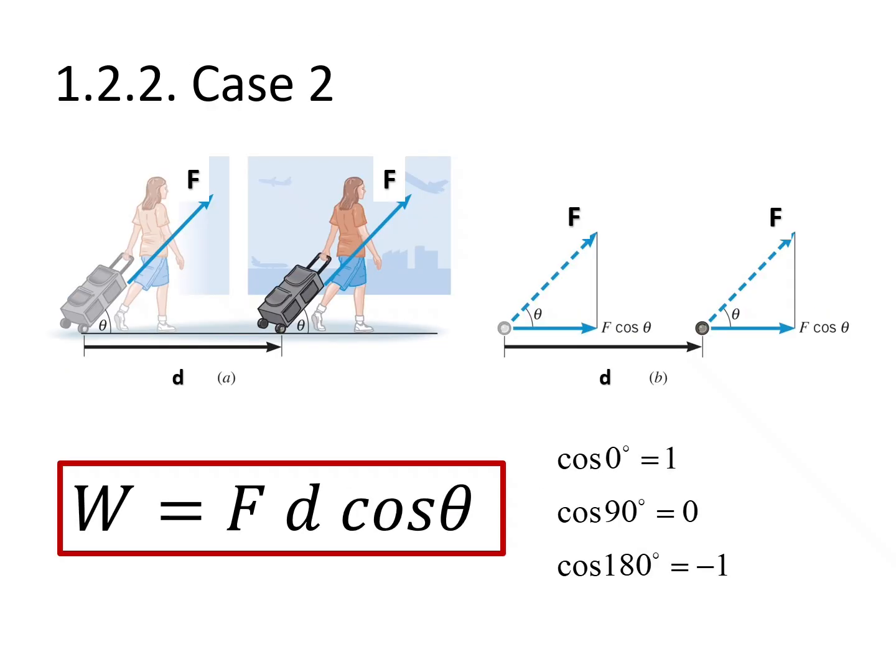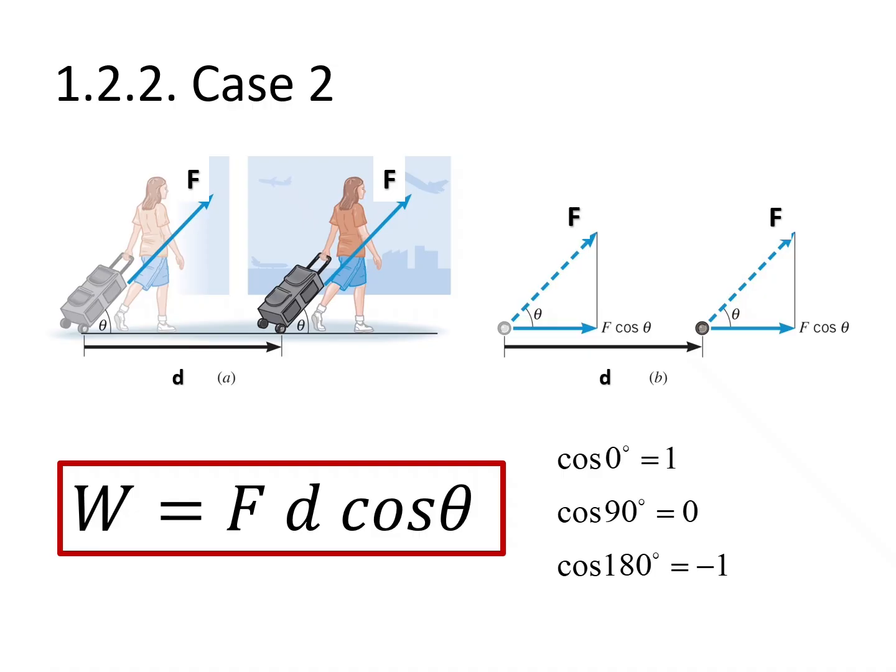Now let us consider the more general case, where the force is applied at an angle. This is common in real life. For example, when you pull a suitcase, your hand pulls upward and forward at the same time. The suitcase may move horizontally, but the force you apply is not completely horizontal. In the equation W equals Fd cosine theta, the term F cosine theta represents the component of the force in the direction of the displacement.